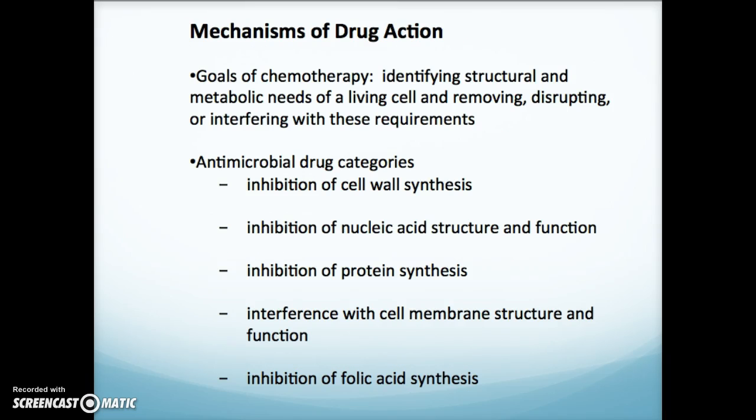And the goals of chemotherapy, so when we give a drug, the goal is to identify something of that living cell and either remove, disrupt, or interfere with the requirements that it has to live. And that can fall into inhibition of cell wall synthesis, inhibition of nucleic acid structure and function, inhibition of protein synthesis. Also, we might be looking at interference with the cell membrane structure and function, or inhibition of folic acid synthesis that would be needed by that cell.